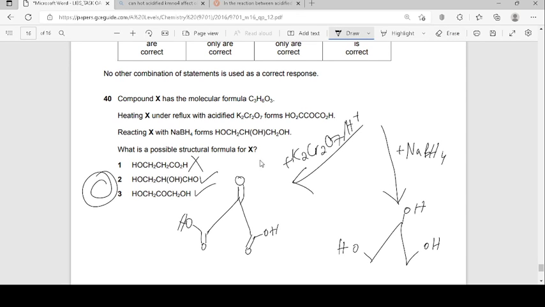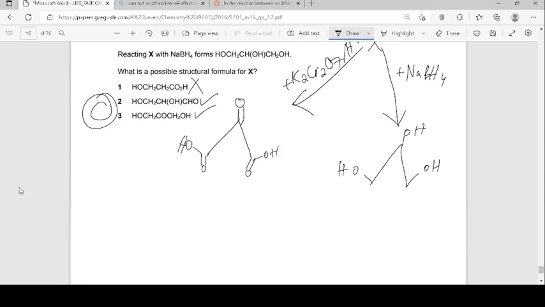And what about 3? Let's see. OH, and then I have C=O. So C=O remains after oxidation, and then OH and OH are both oxidized to carboxyl. That's right. And then with the NaBH4, you could reduce the ketone to a secondary alcohol. That is also right. So that means option 3 is also right. Both 2 and 3 are right, and 1 is wrong, which means my answer is C.